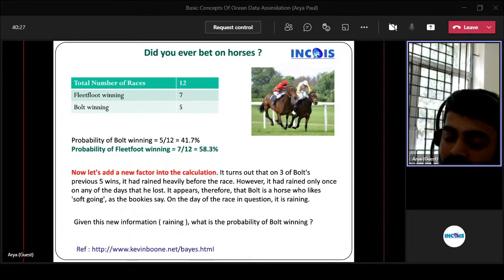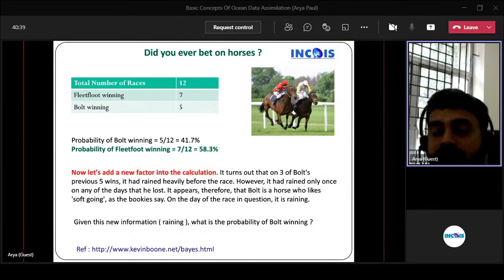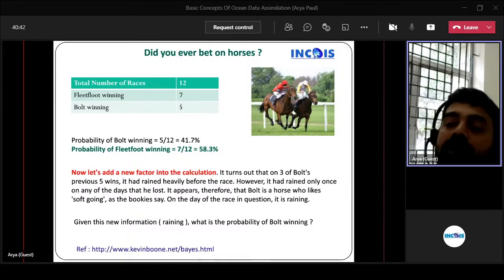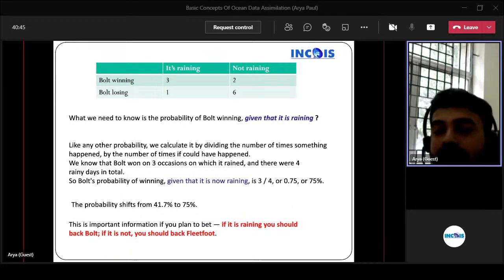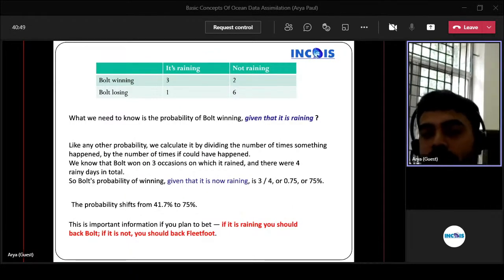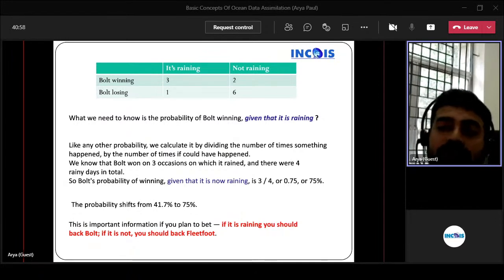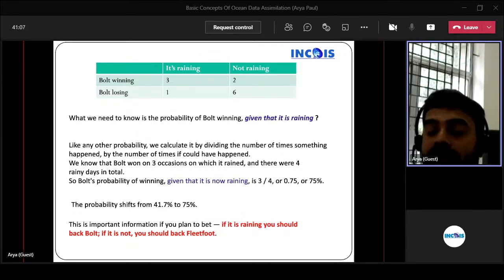Now let's say on the day of the betting, when you are going to make the bet, it is raining. Given this new information, what is the probability of Bolt winning? Once you know this, you know that Bolt has won 3 out of 4 times when it was raining, and 2 out of 6 times when it was not raining. So the probability of Bolt winning, given that it is now raining, is simple. It's just 3 by 4, or 75%.